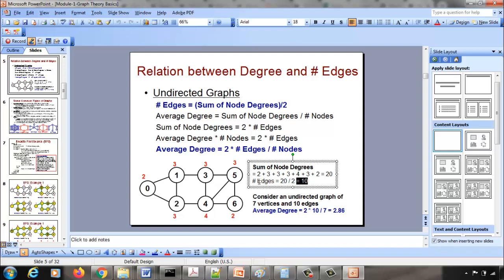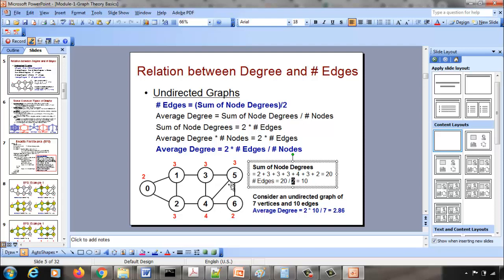The reason is this: when I add the node degrees, I am considering each edge twice. When I say 2 plus 3, this edge is considered twice: once when I say the degree is 2, and once when I consider the degree of 3. So when you add up the node degrees, each edge is considered twice. That is why you divide the sum of the node degrees by 2, and that will get you the number of edges.